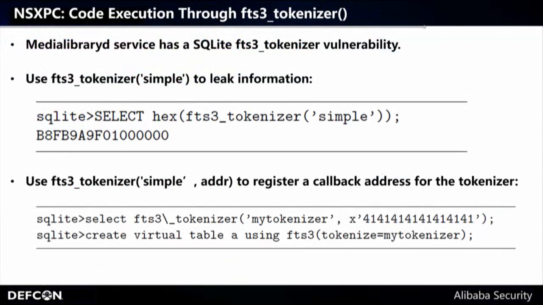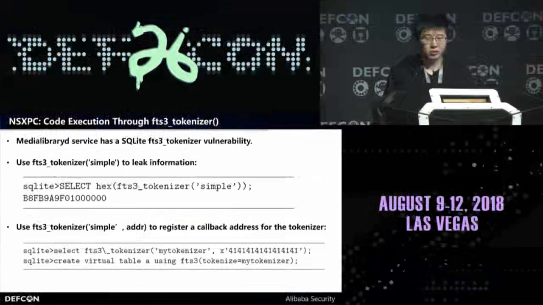In addition, it has another vulnerability because it uses SQLite 3. SQLite 3 has a feature called the FTS3 tokenizer. It is used for built-in full text search. Developers can use commands to get or set the tokenizer. However, attackers can leverage this feature to leak memory information and even execute arbitrary code.